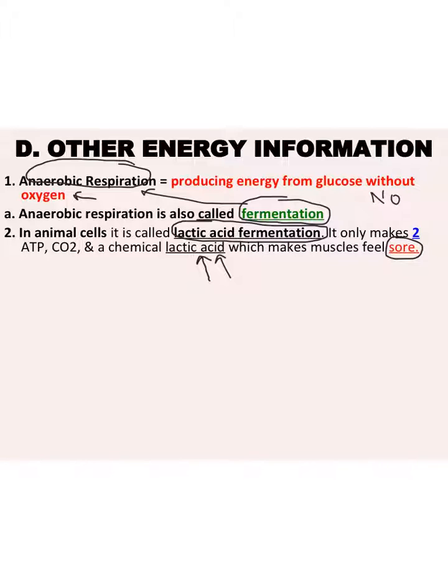But the main thing you need to know about this, in anaerobic respiration, we do not make all the ATP. We don't make 32 ATPs like we do in aerobic. We make a measly 2 ATPs. So know that. Anaerobic respiration, you only get 2 ATPs.